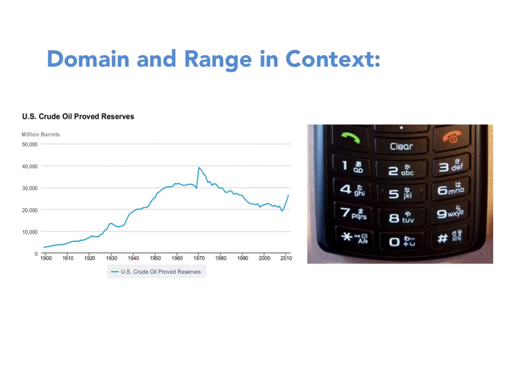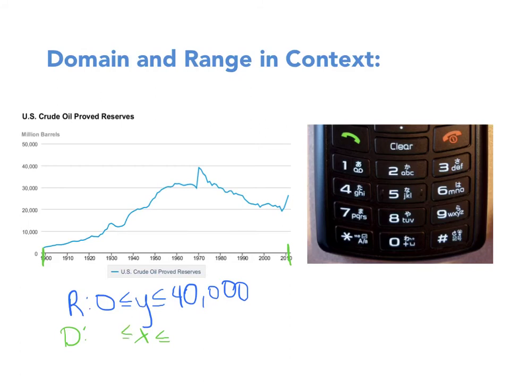So I see we're going from 0 up to 40,000 for our range. That's our range. That's our y values. So I did range first. So range is y is greater than or equal to 0, but less than or equal to 40,000. And then our domain goes from 1900 to 2010. So x is between 1900 and 2010.